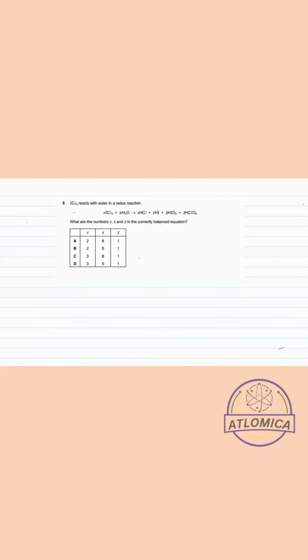Hello. Today we are going to be solving a difficult O-level chemistry balancing equation. So the question is, ICl3 reacts with water in a redox reaction and the equation is down below. What are the numbers B, X, and Z in the correctly balanced equation?